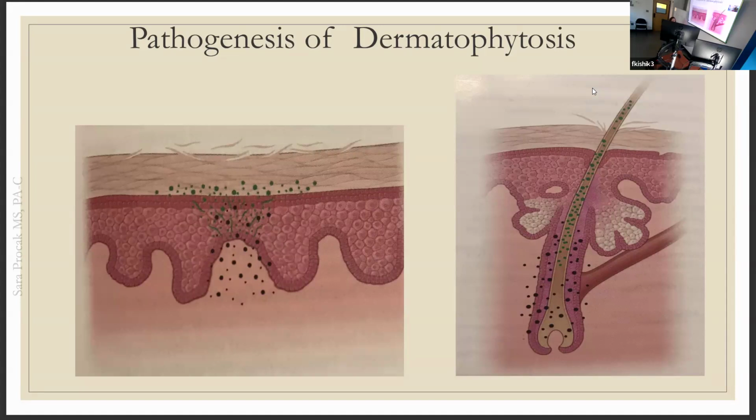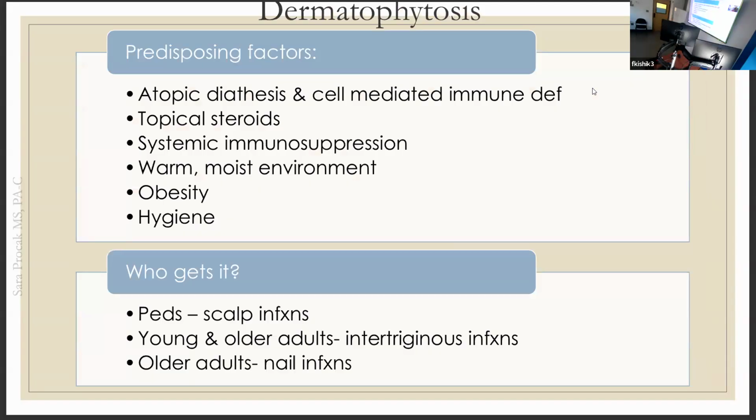Now, they're going to affect not only the skin, but also the hair as well as the nails, and we'll talk about some of the presentations with that. Predisposing factors: atopic dermatitis, other cell-mediated immunodeficiencies, and topical steroids, because they dampen down the immune response, which allows the fungus to grow. The same is true with systemic immunosuppression, like oral prednisone, or if your patient is on immunosuppressive medication, fungus can take hold. Or if they have a disease, maybe like HIV or another immunosuppressive disorder.